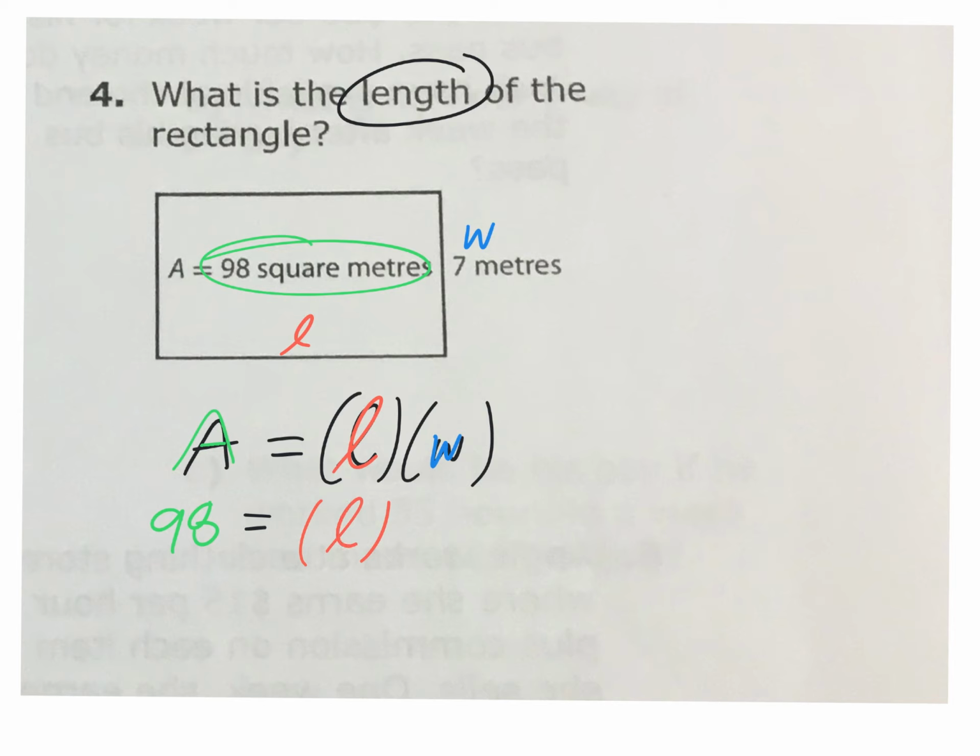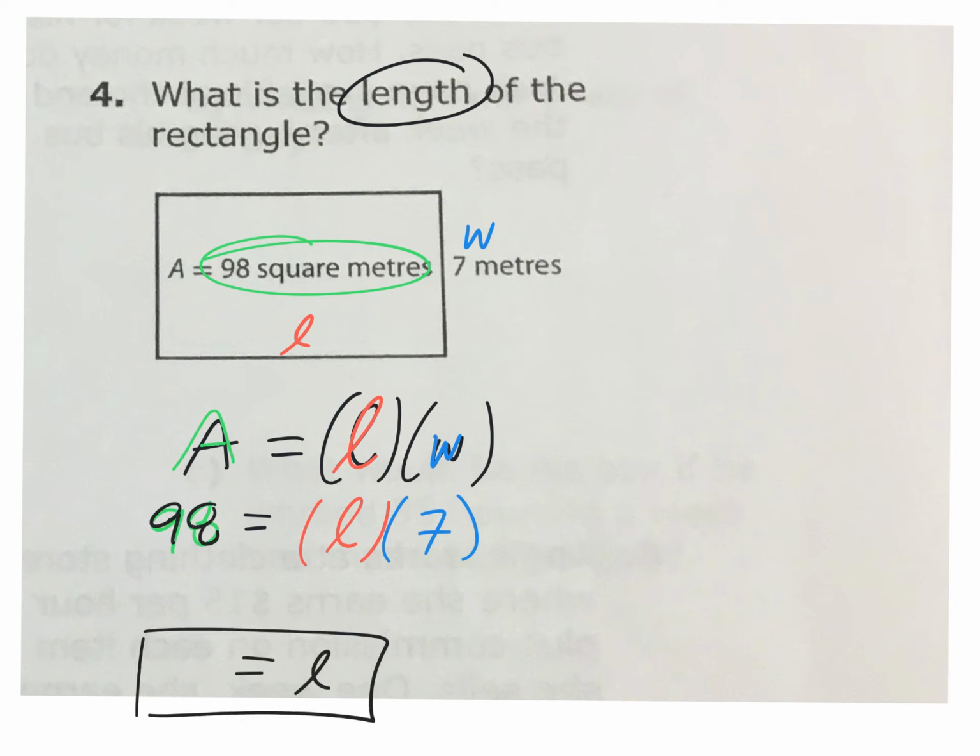What's the length? We don't know. What's the width? How do I solve for L? How do I figure out what L is equal to? If 98 is equal to L times 7, what do I have to do to isolate L? Yes, divide both sides by 7. That isolates your L. What is L equal to?